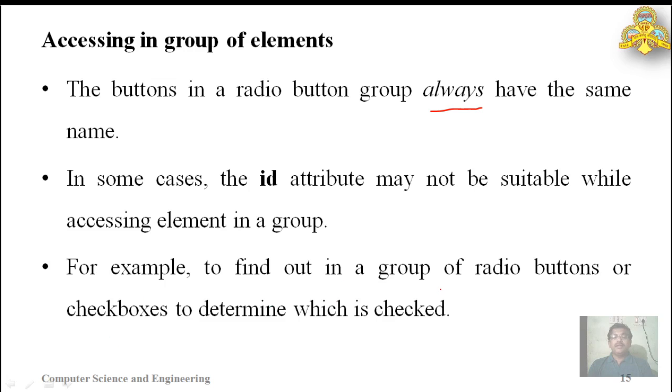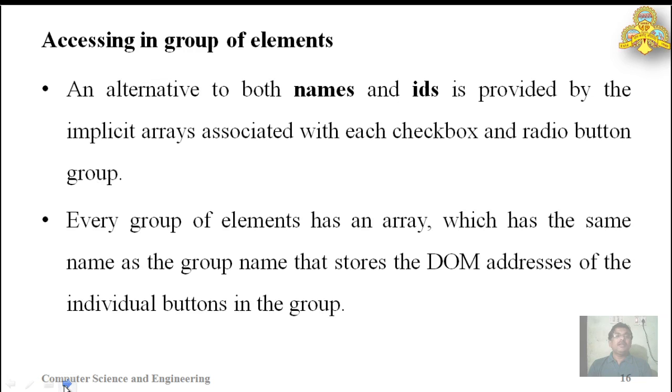In that case, using the id attribute is not so useful because we have to keep track of all the ids, and those ids may be given in a different manner. Instead, if a common name is given to that group, then by using an index we can identify a particular element. So for example, there is an implicit array. The example is given in the next slide. Instead of name, we will go for array names, that is, an index.